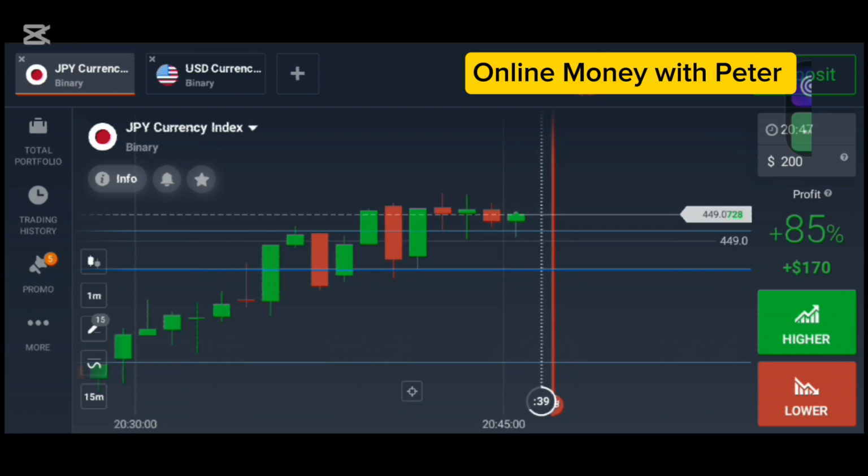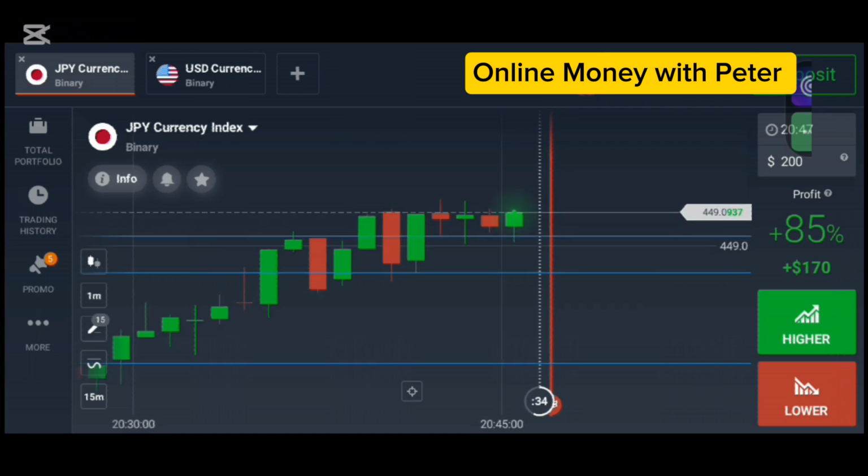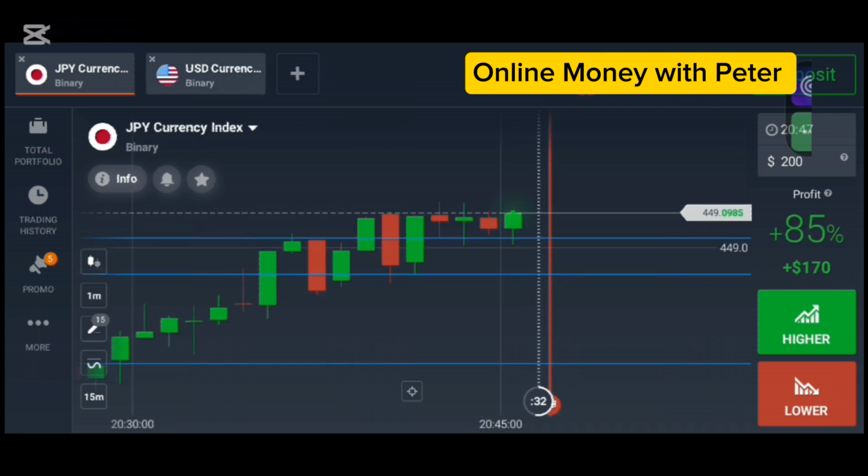All right, so this candlestick is still going on, but I think I'm in profit right now, so I will not take any trade again.